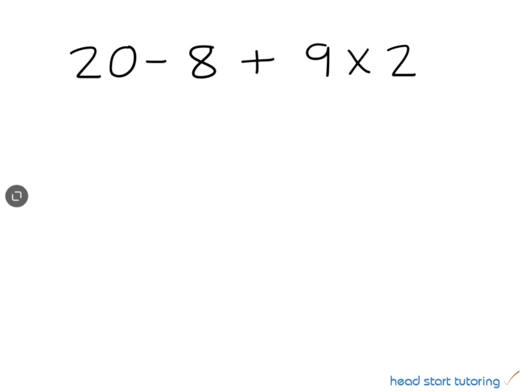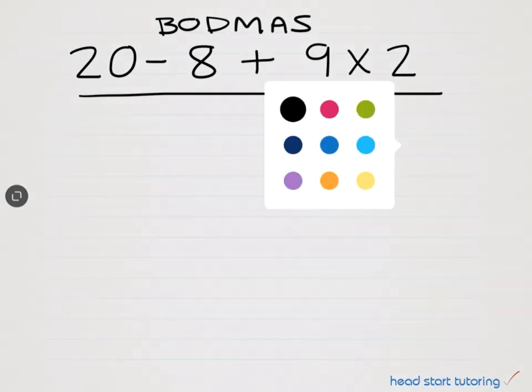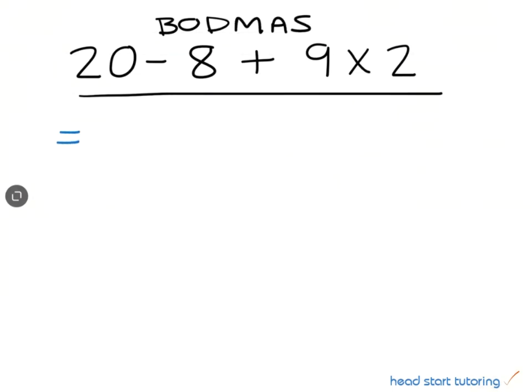Right, in this example, we have got 20 minus 8 plus 9 times 2. So let's put our BODMAS up here. And now we are ready to work it out. So do we have brackets? No, we don't. Do we have of? No, we don't. Do we have division? No, we don't. Do we have multiplication? Yes, we do. 9 times 2. So we do that one first.